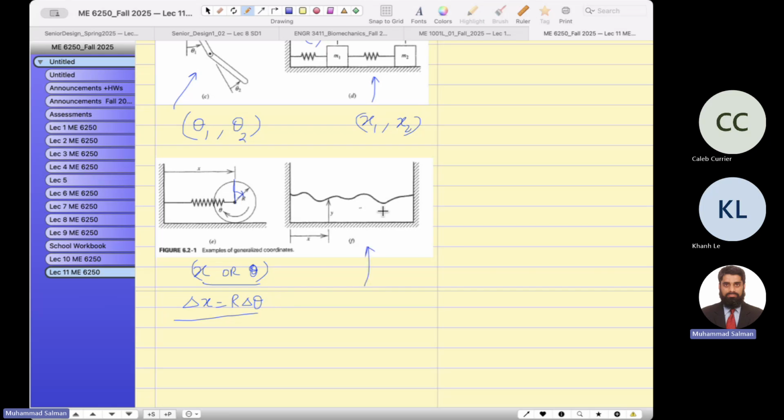And for this one, this is a rope. It's a rope, and a rope has an infinite number of masses. So you will have an infinite number of generalized coordinates. It is known as a continuous system.